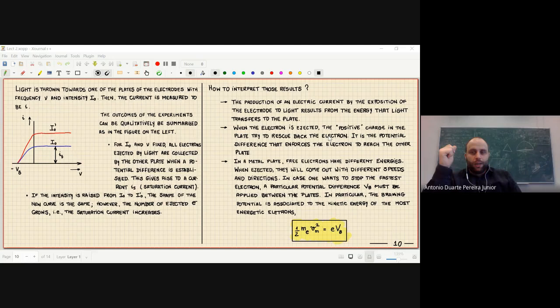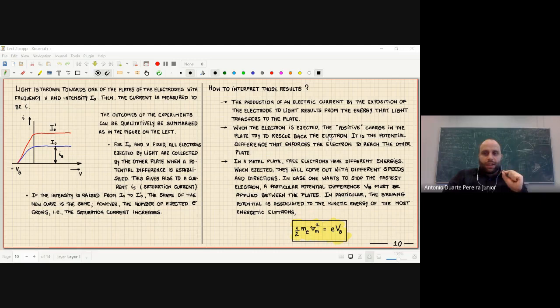When you manage to remove electrons from the plate, electrons can be ejected with all kinds of velocities. So it's not true that all electrons will be emitted with the same velocity. You can think of VB as being the value of the potential difference that will give electric energy to those electrons that equates to the kinetic energy of those electrons.